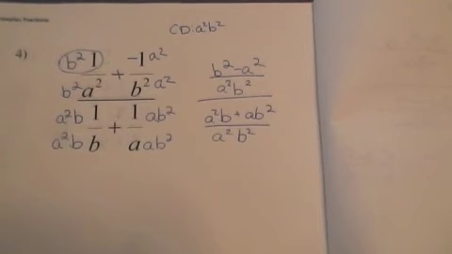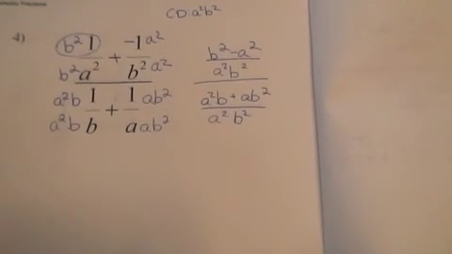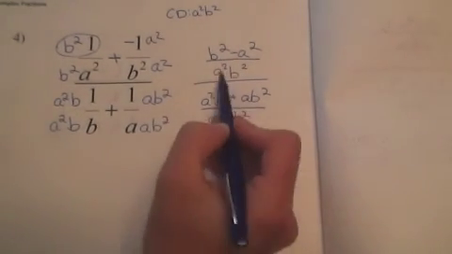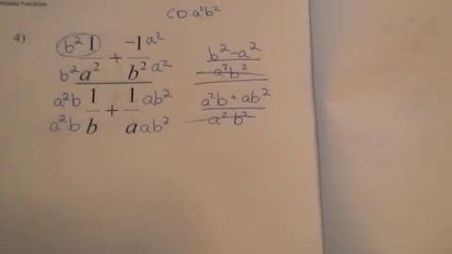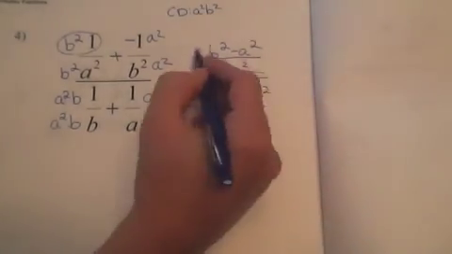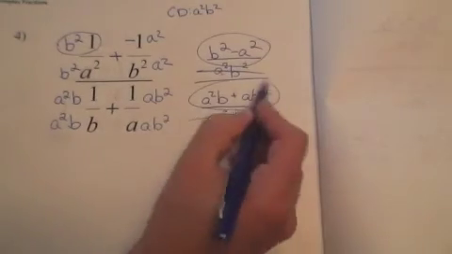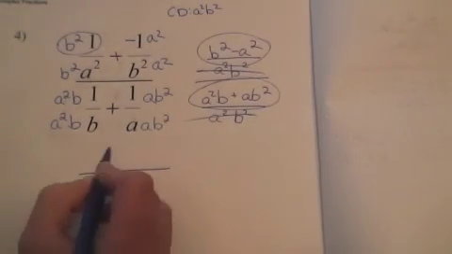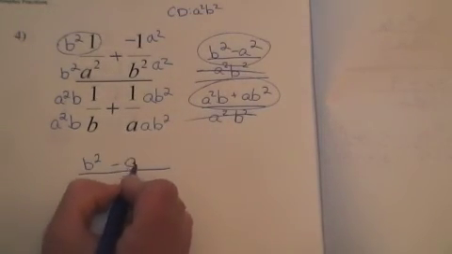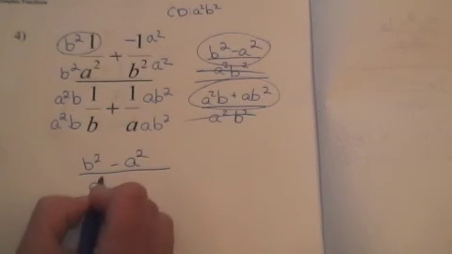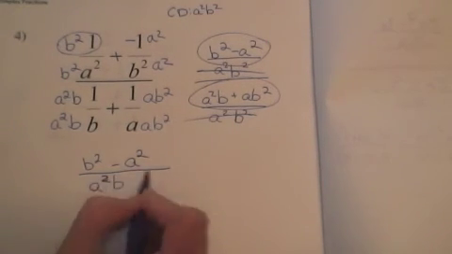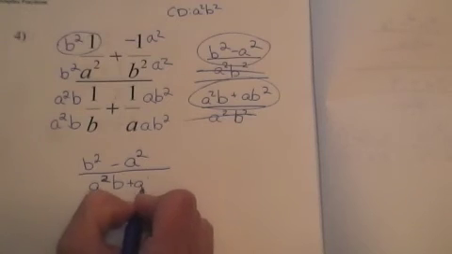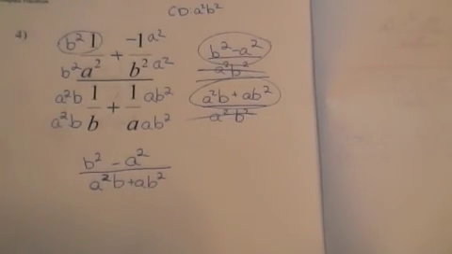So this is a nasty problem. There's no doubt about it. But we'll make it slightly simpler since these are exactly the same. They just go right away. And we're left with on the top is just this, and on the bottom is just this. So b squared minus a squared on the top, and a squared b plus ab squared. Now we have to factor.